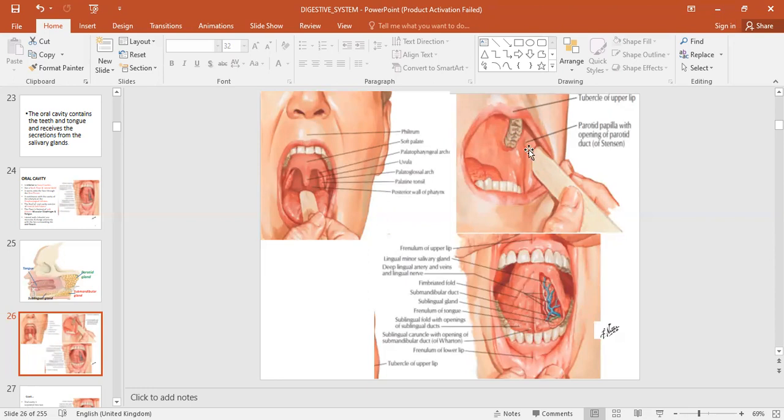And this can be blocked sometimes, and you see that the person develops a swollen parotid gland. Sometimes it's a stone that forms in the parotid gland and blocks these openings. So basically, this is what we are seeing in the oral fissure.